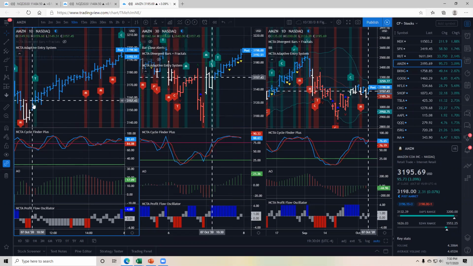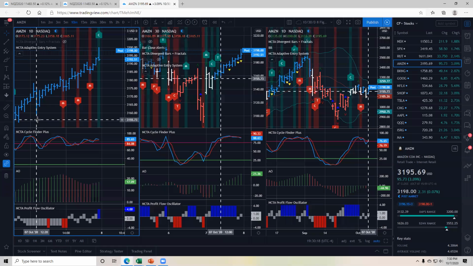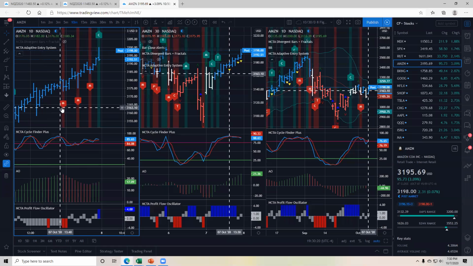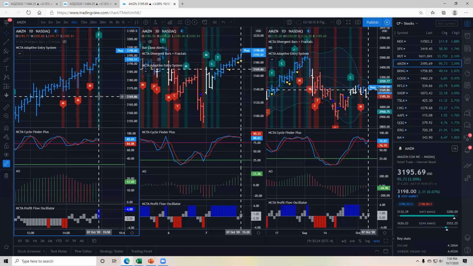Here's a signal to go long, a green shaded signal to simply go long on Amazon. And that was at 11 o'clock this morning. The open of that bar was 3,157. I'm just going to round off, 3,157. And nothing the rest of the day actually told you to get out of that trade. Now you might have exited it at the end of the day.